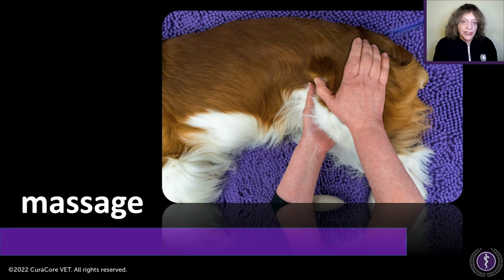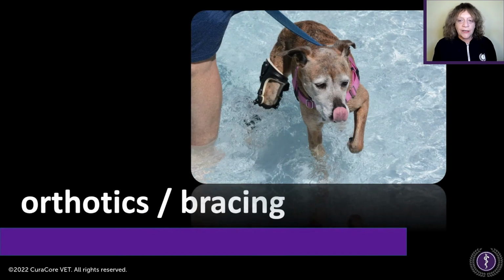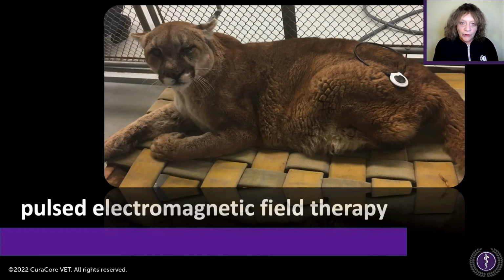Then we have massage, which is good for a whole host of things, in many ways similar to acupuncture, less specific on the neuromodulation, but still has body-wide effects. Neuromuscular electrical stimulation, whose high point benefit is to increase muscle strength and endurance. And orthotics and bracing to help them get on their legs again to do things as the tissues are healing and we're controlling pain.